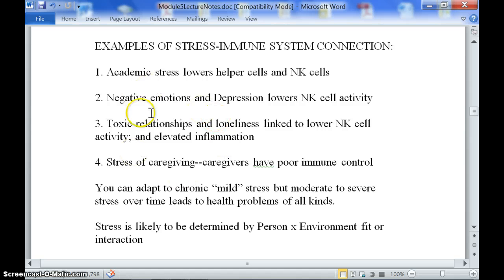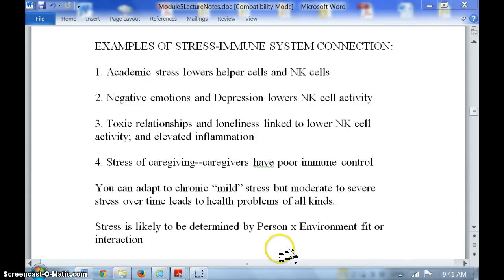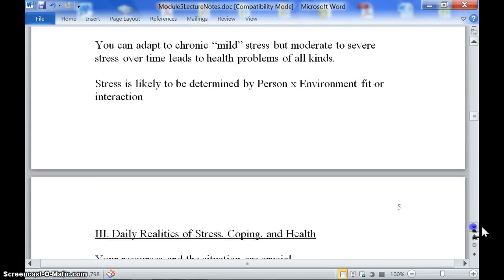So lots of toxic kinds of links between stress and an immune system, which then leads to disease and other kinds of conditions. Now, you can adapt to chronic mild stress, but moderate to severe stress over time leads to health problems of all kinds. So this chronic, moderate to severe stress is really the key factor. And again, stress is likely to be determined by this person, by environment, fit, or interaction. So lots of complexity there.